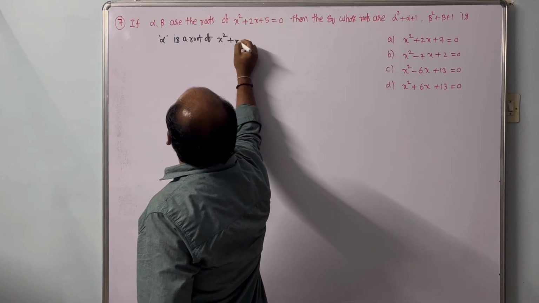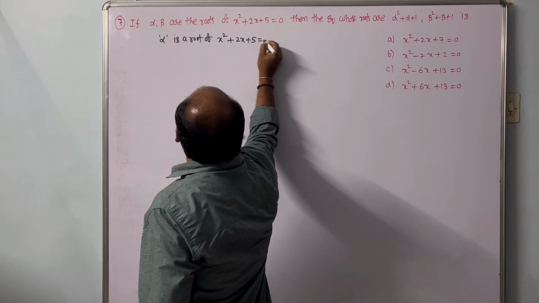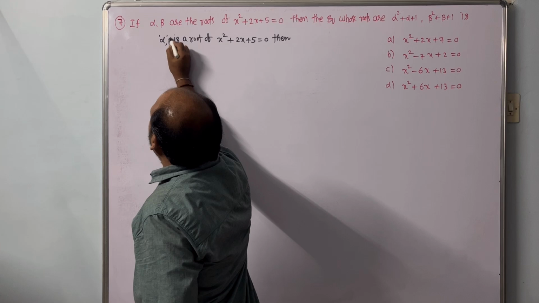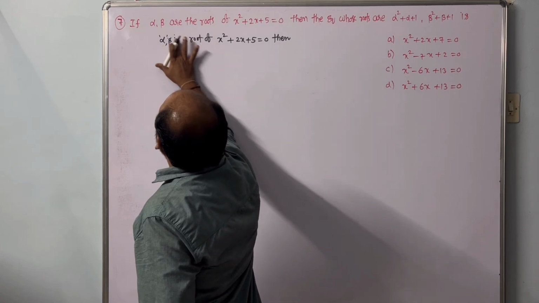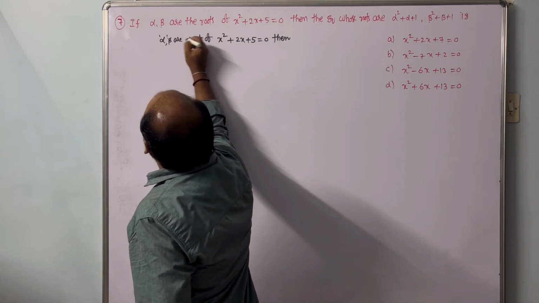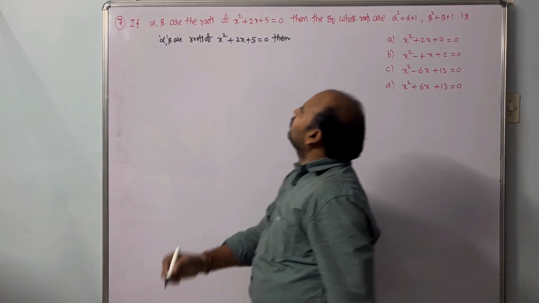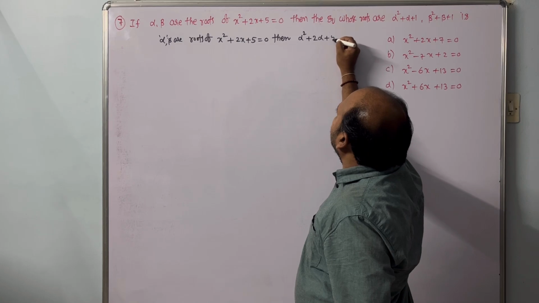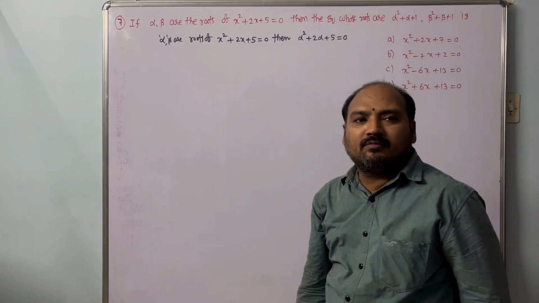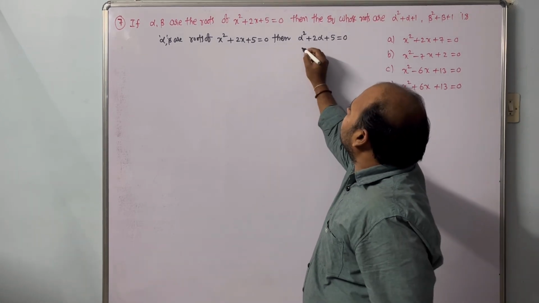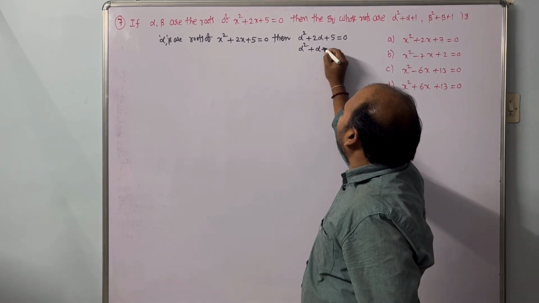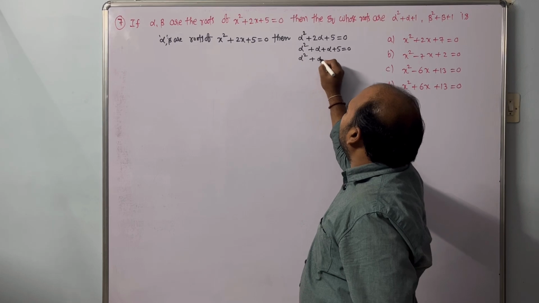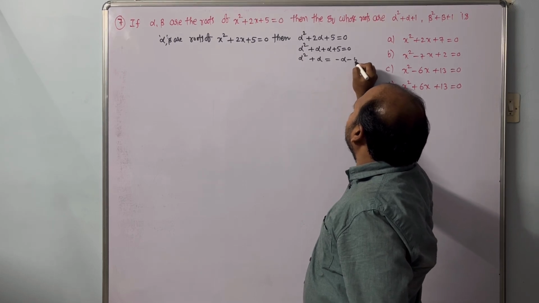alpha is a root of x square plus 2x plus 5 equal to 0, then not only alpha but also beta are roots. So then alpha square plus 2 alpha plus 5 equal to 0. Are you getting it, all of you? From this, what I am doing is alpha square plus alpha plus 5 equal to 0. So alpha square plus alpha equal to minus alpha minus 5.